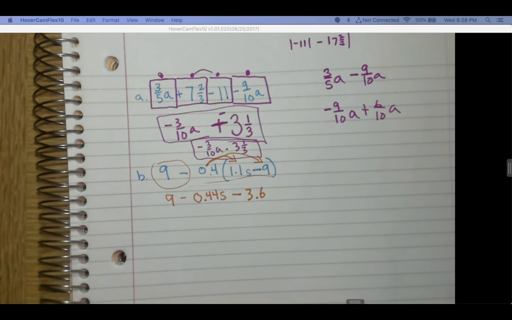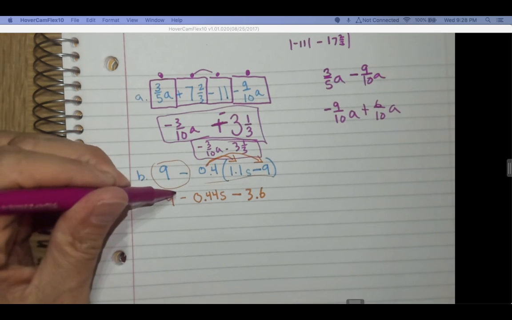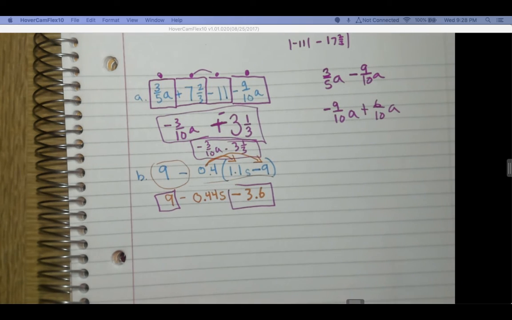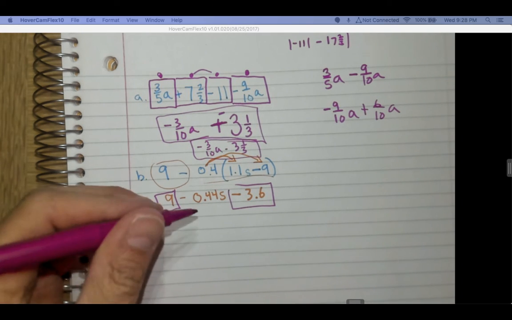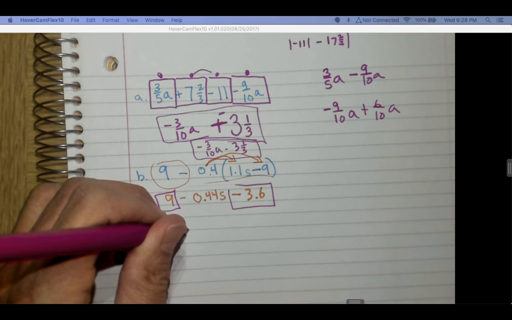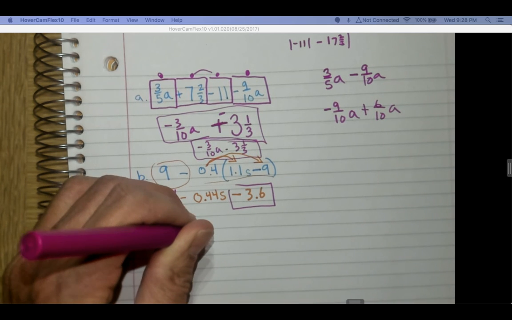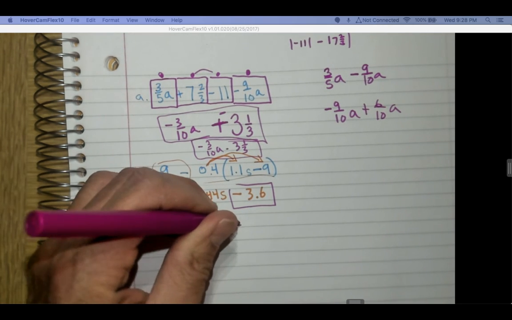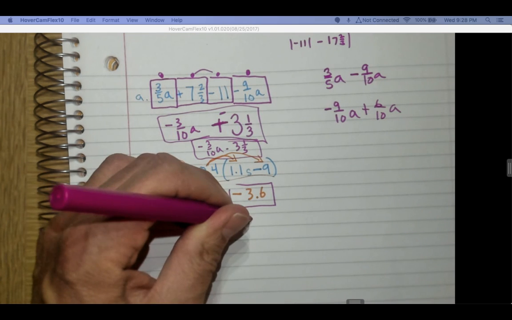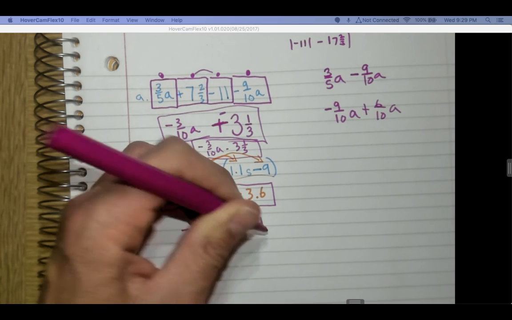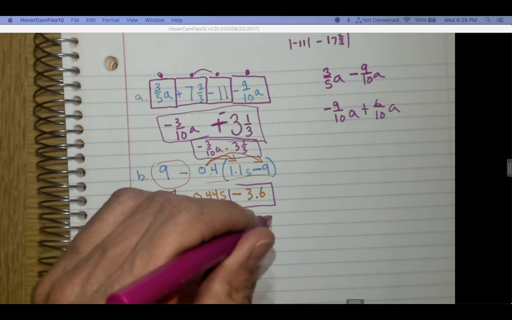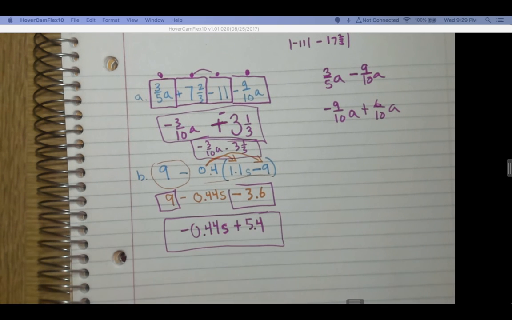Now that I'm in this situation here, I'm going to put like terms together. So I'm going to put this together with this. And when I do that, I am left with negative 44 hundredths times S plus 5.4. And then I put those two together. And that should be my final answer there.